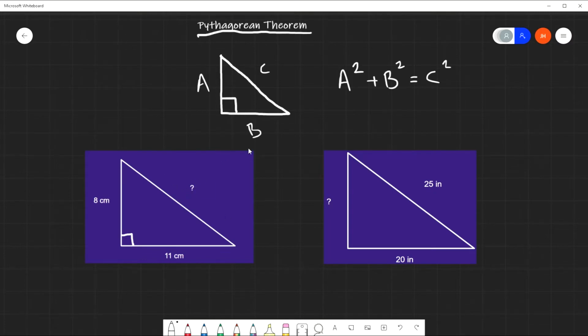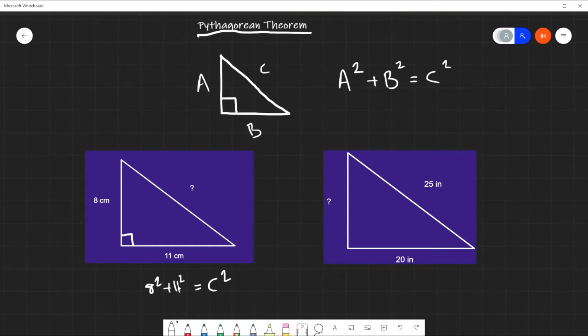Now, remember, the Pythagorean theorem tells us that the legs of a right triangle, those are the ones that create the right angle, A and B, if I square them and add them, it should equal the hypotenuse squared, that long side across from the right angle. So 8 here is one leg, that's A. 11 here is B, the other leg. And so 8 squared plus 11 squared should equal this unknown value, which let's call c squared.